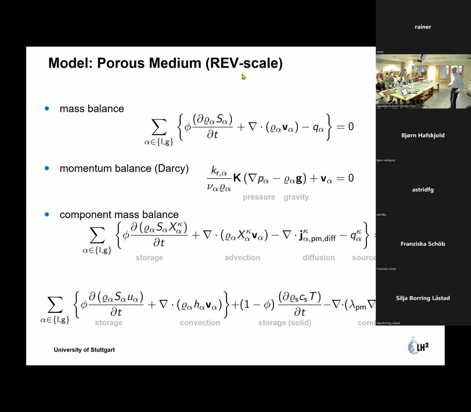And then, of course, we have the energy balance, again, for local equilibrium. That means internal energy, enthalpy. Then, of course, the storage term to the solid phase and the conduction, the heat conduction. Okay? Are you with me? Oh, it's clear. Okay, super.